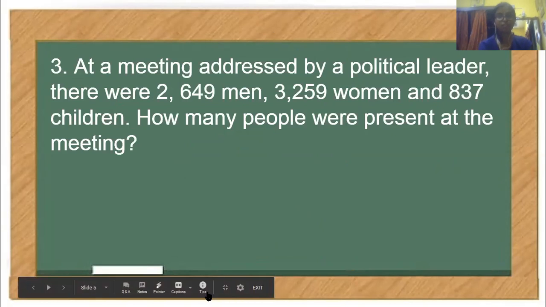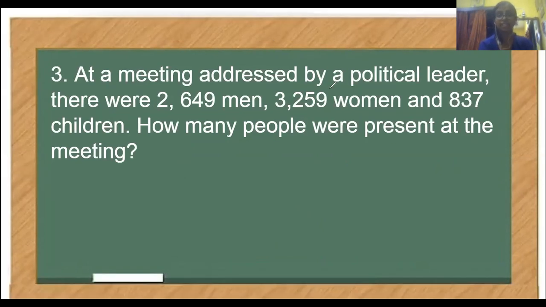The next question is, at a meeting addressed by a political leader, एक political leader ने एक meeting address किया था. Address किया था मतलब एक meeting रखा था जिसमें वो कुछ बोल रहा था. There were 2,000. Let's write the place values first. No, I'm not going to tell. Units, tens, sorry, hundreds, and thousand. Let's write place value for here too. Tens, hundreds, and thousand. Units, tens, and hundred.